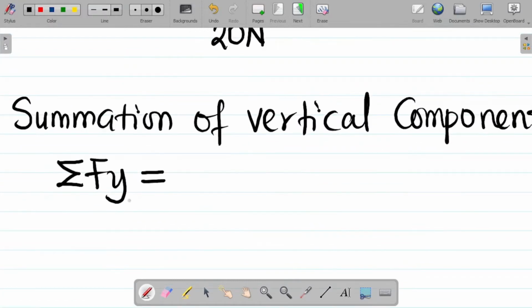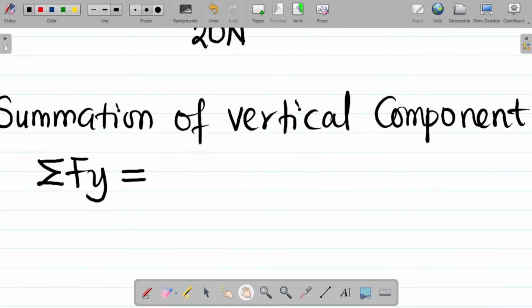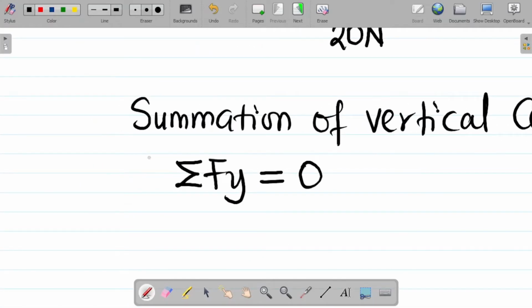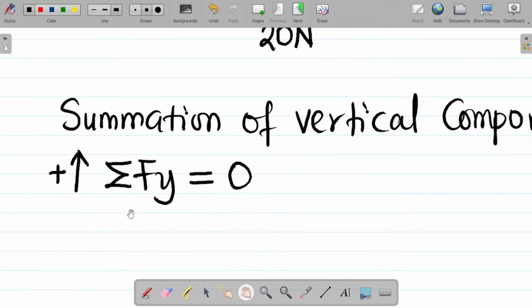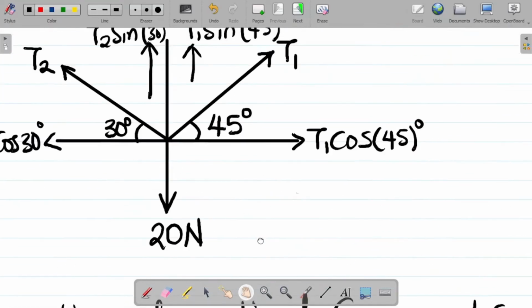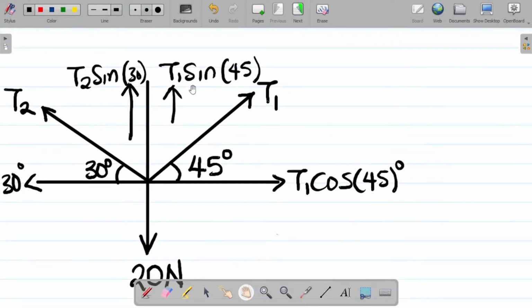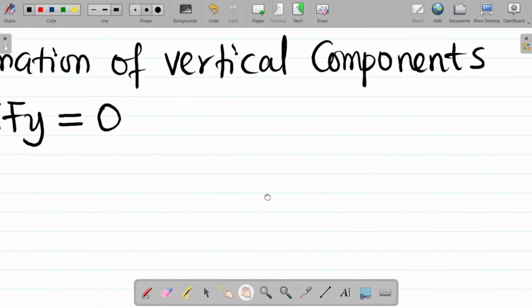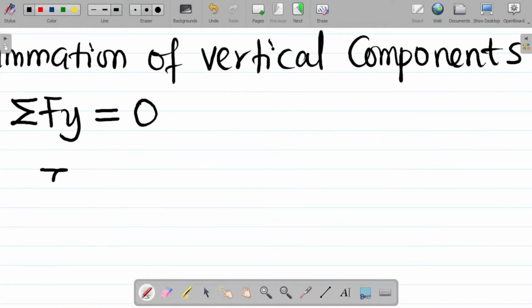All right, so for equilibrium, summation of vertical components is equal to 0. So this should be equal to 0. I will add a sign convention. We are saying if it is going upwards, it should be taken as positive. You can still do the opposite and you have the same thing anyways. So going upwards, the first thing I have here is T1 sine 45, that's positive.